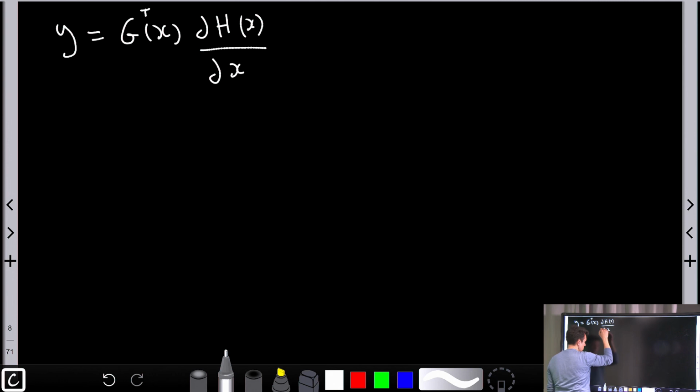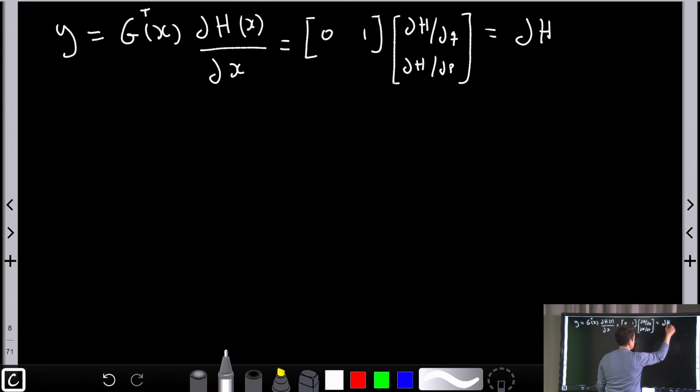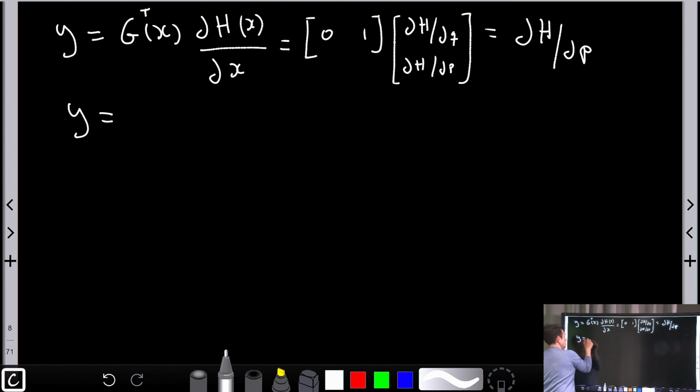And we have this information, actually. This is going to be just 0, 1, which is the transpose of our input matrix, that multiplies dH/dq and dH/dp. Sometimes I just don't use the dependency on q and p. I'm abusing the notation a lot now, but this is just for simplicity. And what is the meaning of this? Well, we do the multiplication, and this is just the partial derivative of H with respect to p. It means that the output of our system is going to be just the derivative of H with respect to p.